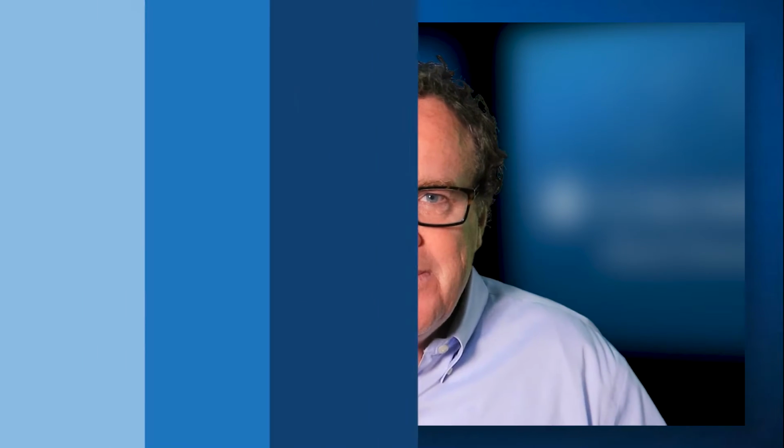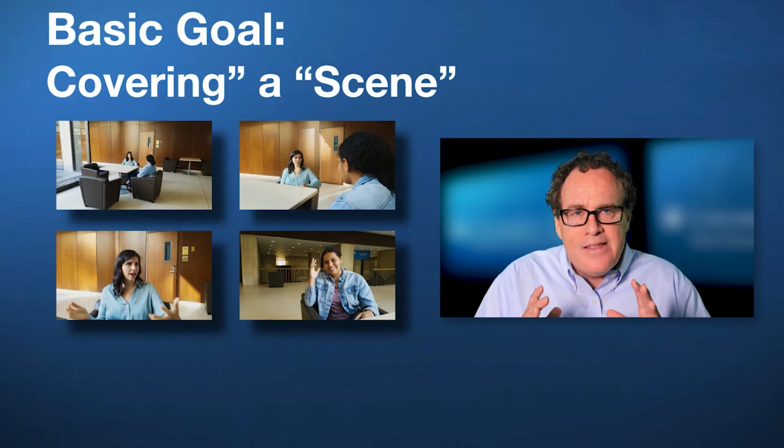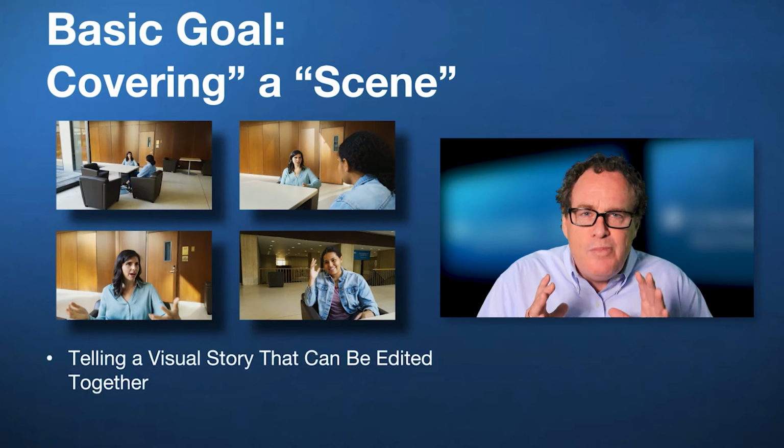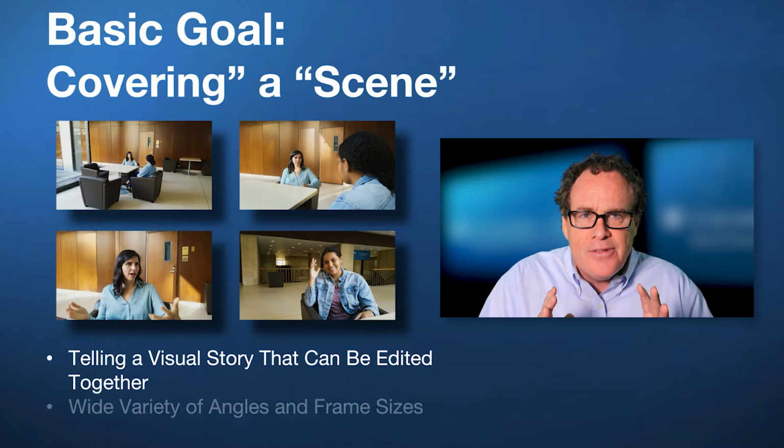In this class, we'll have a chance to apply many of the things that we've already learned in our master class on visual storytelling. We'll look at how to cover a scene, different camera angles, and the concept of screen direction. Let's get to it. The basic goal of this class is how to cover a scene, which basically means how to tell a visual story that can be edited together.